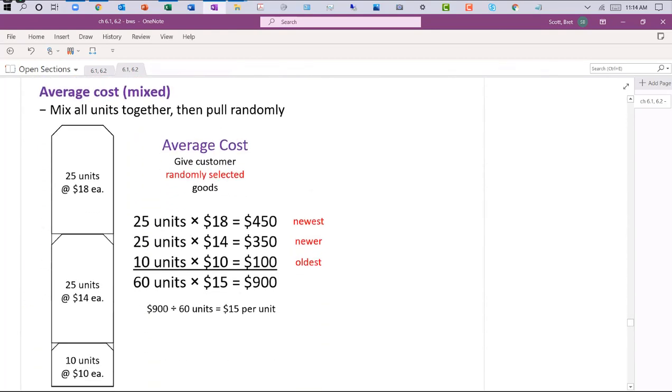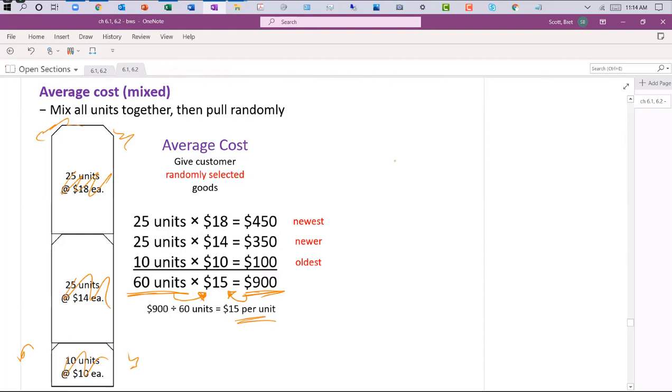Now, it may just be easier to kind of mix everything together. So shake it up like a raffle ticket bin or something like that. Just shake them all up. Shake that bin up. And it won't really matter which one you pull because we're basically saying all this stuff is randomized. We're not going to worry about any of this stuff. We're just going to say, look, inside the bin, there are 60 units and the total cost is $900. So if you take the $900 and you divide it by 60 units, you get $15 per unit. That's the easier way of doing it.